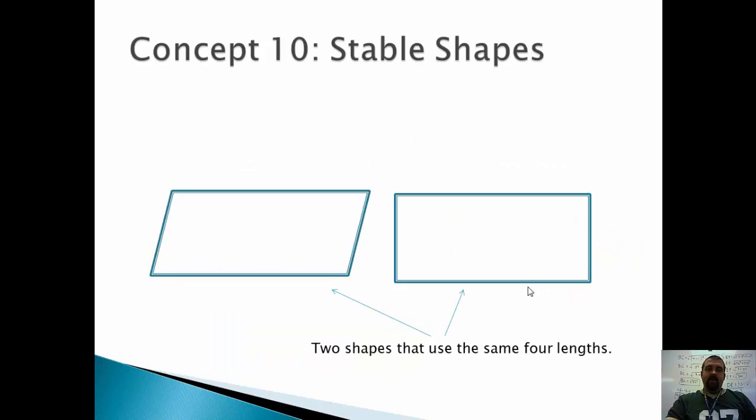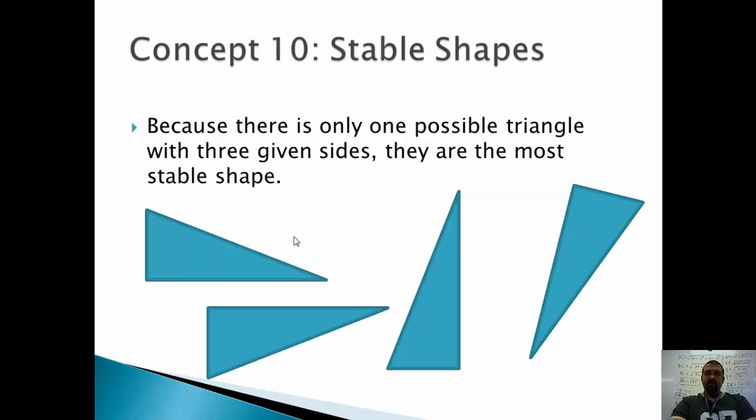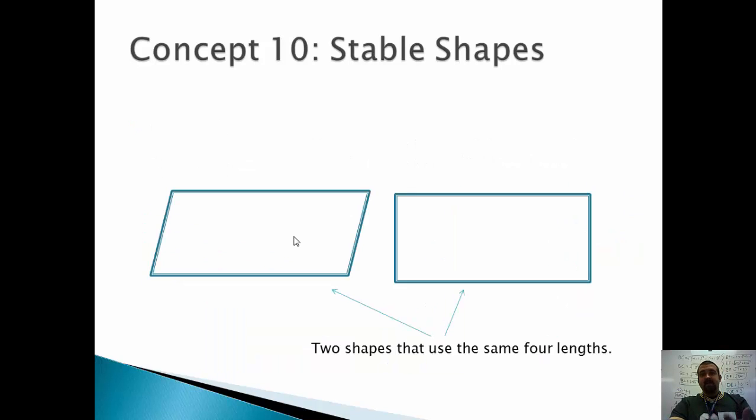However, if I look here, this quadrilateral has the same lengths as this one over here. However, this is two different shapes. The one on the right is called a rectangle. The one on the left is called a parallelogram. But I use the same exact lengths to make both shapes. So, these shapes, stable. One possible combination. These shapes, not, because there's more than one.